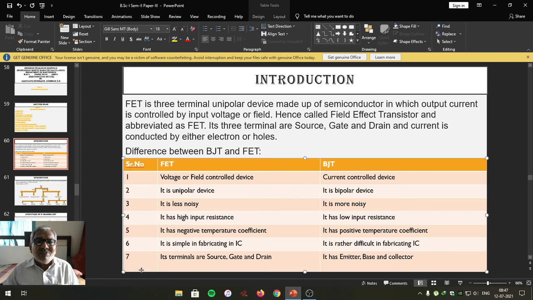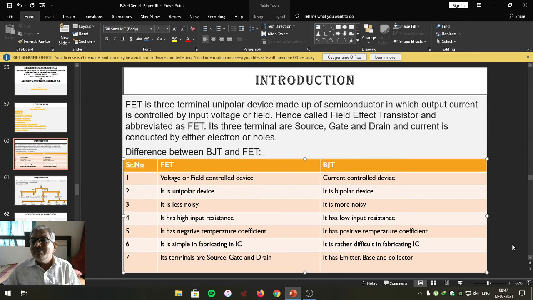In FET, the transfer of resistance takes place from high to low. In BJT, the transfer of resistance takes place from low to high. Dear students, these are the distinguishing points between FET and BJT.